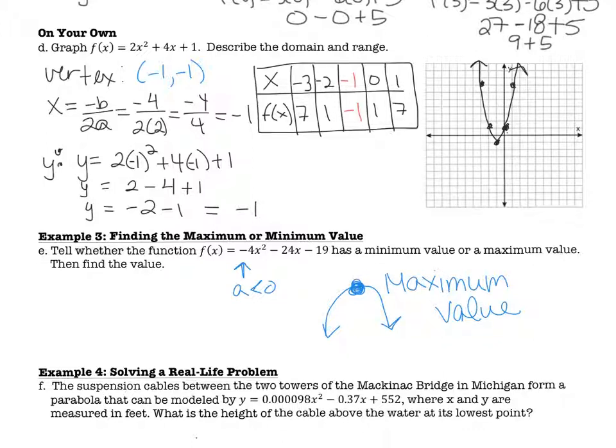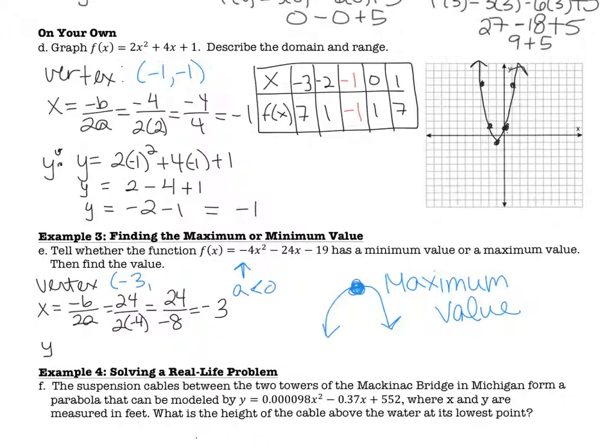So now we have to find the vertex. Vertex x would be negative b over 2a, which is 24, because it's negative 24 in the function, so the opposite of that is positive 24 over 2 times negative 4, which equals 24 over negative 8, which is negative 3. So the x-coordinate of your vertex is negative 3, but we need to find the y-coordinate to find the maximum value.